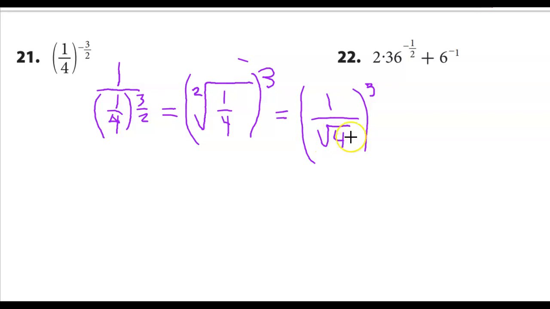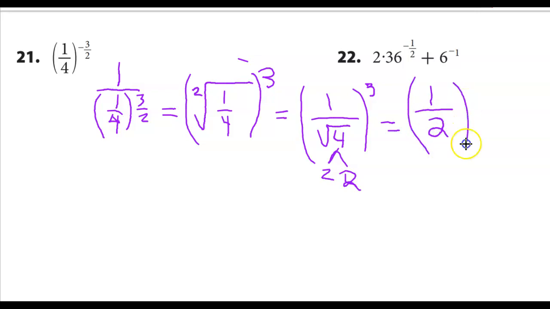So the square root of 4 is 2, right? Because 2 times 2 is 4. 2 numbers that make that number is 4. So I'm going to rewrite that again as 1 over 2, okay, times it all by 3. There, that's a little more simple to work with, right? We started from here and now we're here.